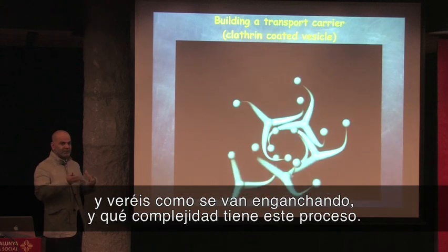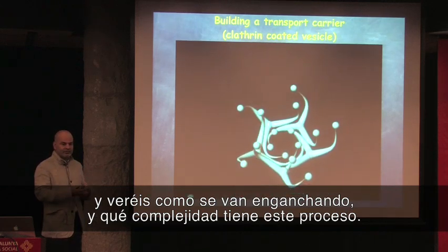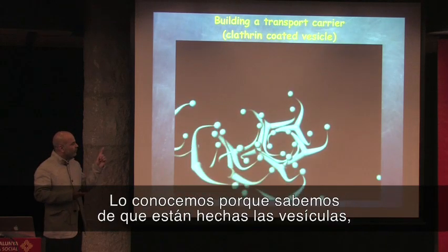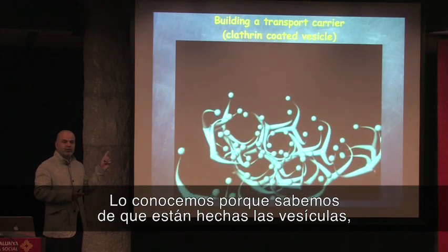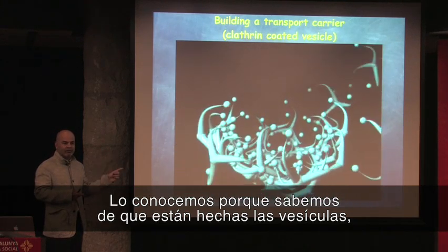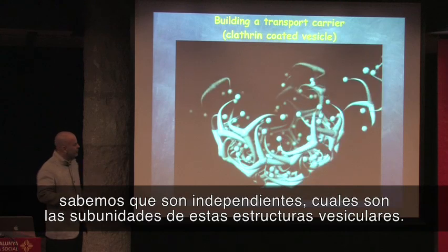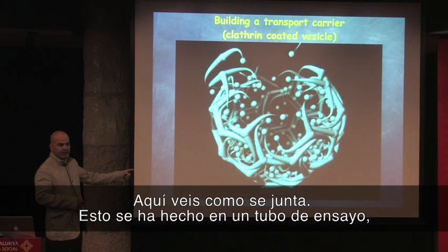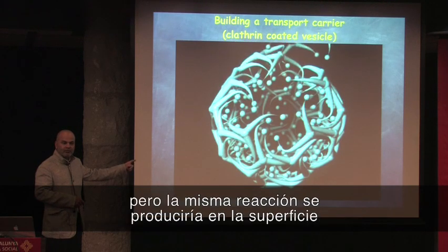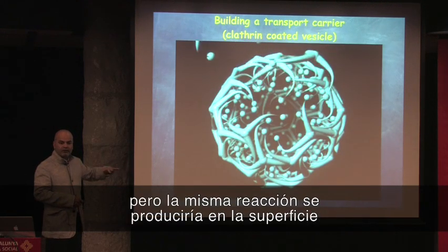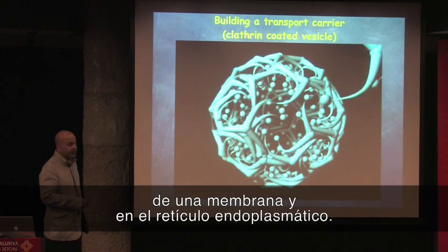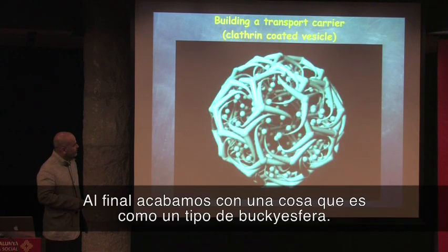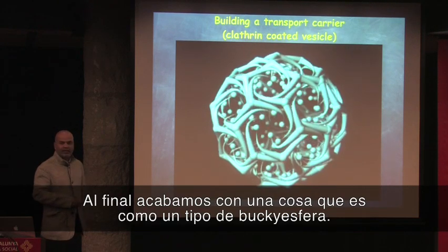And you will see how it assembles, how complicated this process is. And we know about this because we know what these vesicles are made of. We know the subunits of these vesicular structures. So you see how this structure is assembling. This is, of course, done in a test tube, but the same reaction would be going on at the surface of a membrane, the endoplasmic reticulum. And in the end, you end up with something that looks like a buckyball.